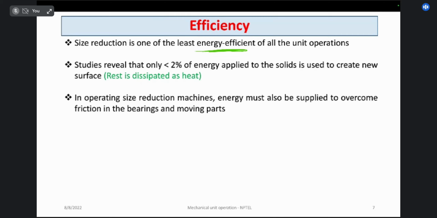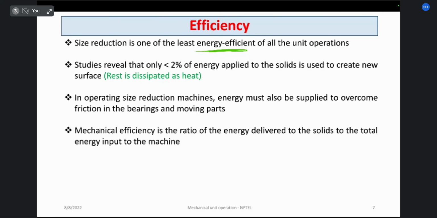Now, in operating a size reduction machine, energy must also be supplied to overcome friction in the bearings and moving parts. Obviously, because the size reduction operation has to do a hard job, converting hard solids into small parts, it also requires some amount of maintenance. There is constant friction in the bearings and moving parts, so energy is supplied to overcome the friction in all the moving parts of the equipment in order to reduce the size.